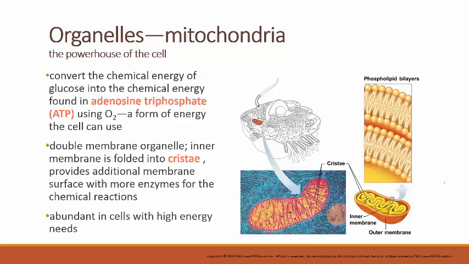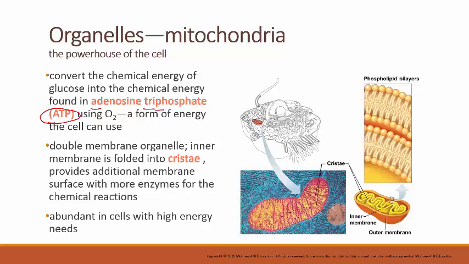Mitochondria, so if we're thinking about the cell as a town, perhaps, if we have that as our analogy, the mitochondria are like the powerhouse in the town. It's a place where power is generated. And the work of the mitochondria is to convert the chemical energy of glucose into the chemical energy that we can store for a very brief time in the chemical adenosine triphosphate, also abbreviated as ATP.